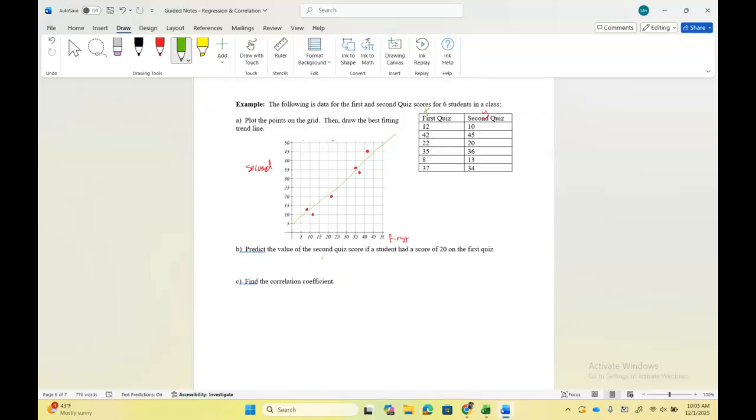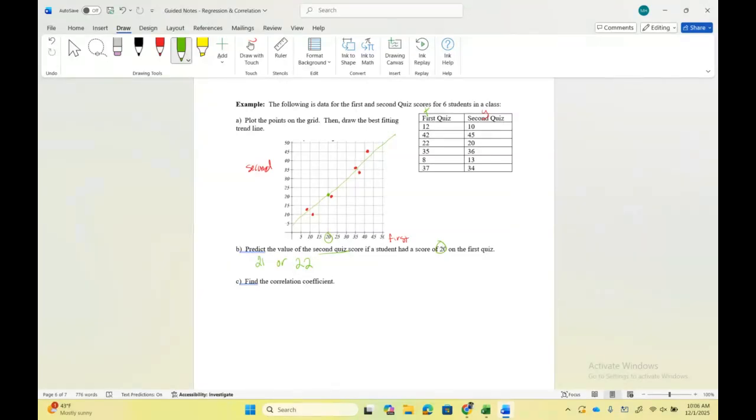I'm going to predict the value of the second quiz. So for my first quiz, if I get a 20, I'm going to say my second quiz score would be maybe a 21 or a 22. There can be more than one right prediction there. Okay.